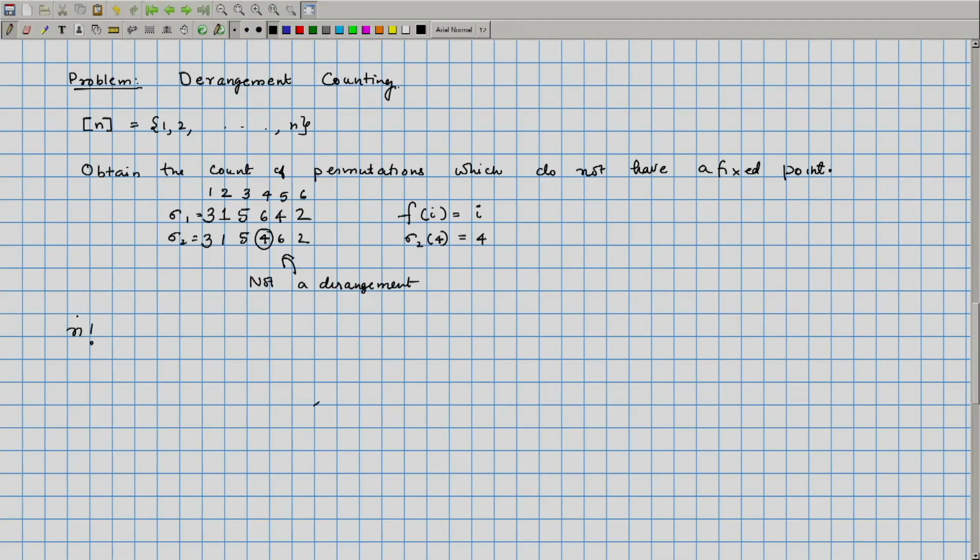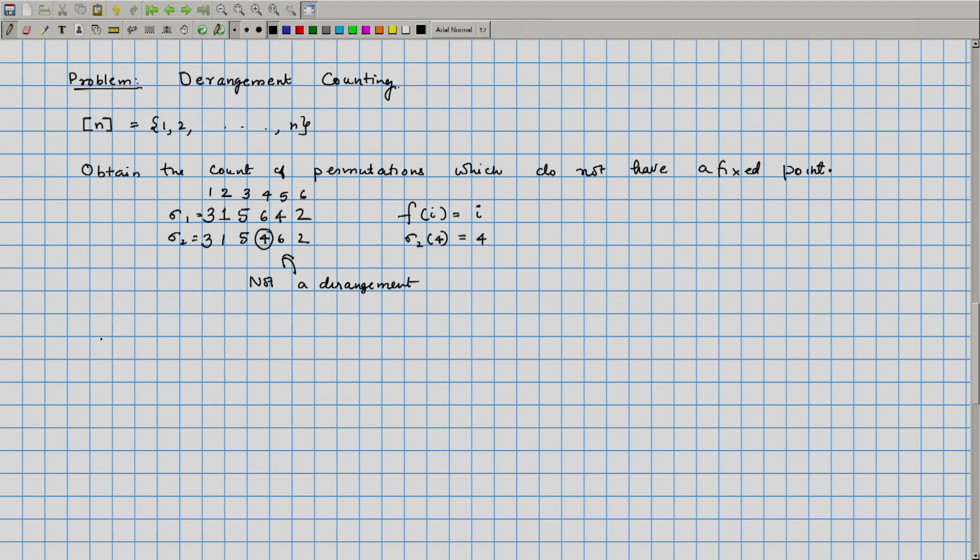Instead of counting the number of derangements, we will look at the complement set and we will try to count the complement, and the complement set's count once obtained, when that is subtracted from n factorial, we will get the number of derangements. Okay. So, let us introduce some definitions.